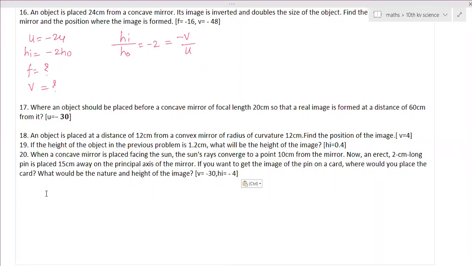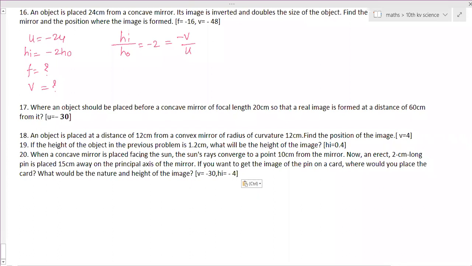Okay, so see the 20th question. Sharad, can you give any idea on the 20th question? Ma'am, U is minus 10. U is minus 10. No. Ma'am, shall I... One second. Yes. Ma'am, the focal length is 10 centimeters.